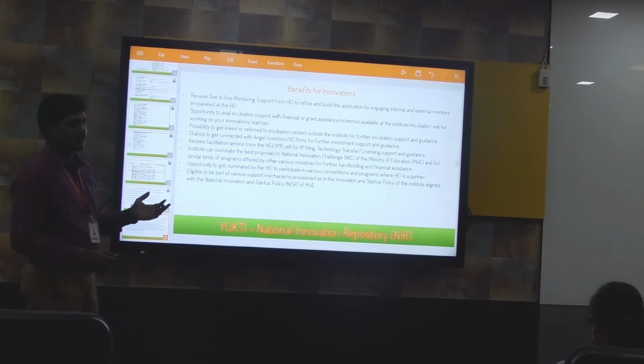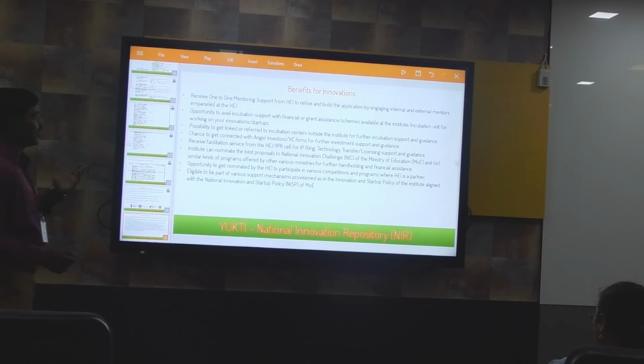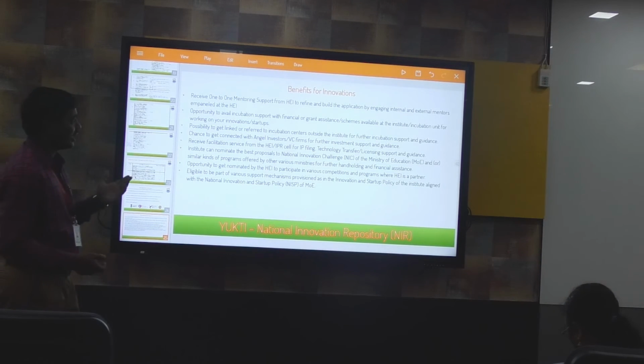These are some of the benefits for innovators. They receive one-to-one mentoring support from the HEI, and through this mentoring, sometimes internal or external mentors engage the students. There is an opportunity to avail incubation support and get financial assistance from the colleges as per the college policy, and a possibility to be linked or referred to incubation centers outside the institute for further incubation support and guidance. There is also a chance to get connected with angel investors or VC firms for further investment, and to receive facilitation services from the HEI's IPR cell for IP filing, tech transfer and licensing support.